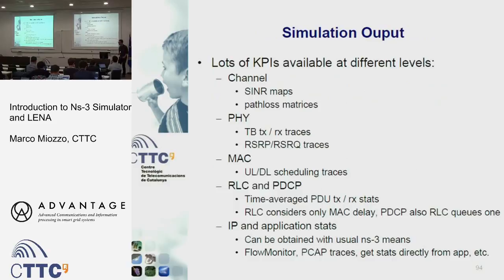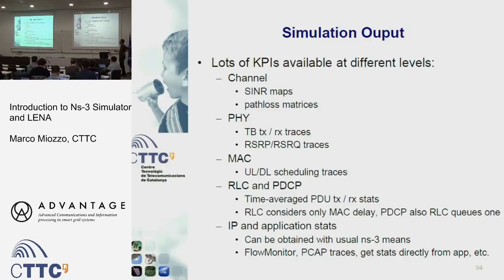So, the simulation output. LTE generates tons of simulation output. It depends on you what you would like to do. We start from physical layer KPIs, so SNR maps, path loss matrices, or the transport block traces, so actually how data are transmitted, defining for each transport block the RB level, the modulation and coding scheme, and the information about the decoding, all the information about the measurements at the physical layer side, and all the traces from the MAC layer for understanding how the resources are allocated within the simulator. Also going up, all the information regarding the actual connection with the IP data, so time-averaged stats with, for instance, MAC delay, RLC delay, RLC queues, up to the application level.